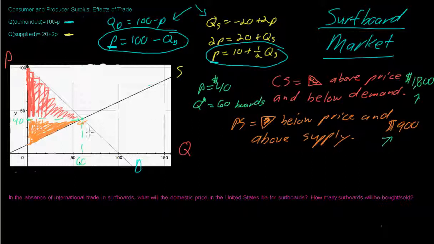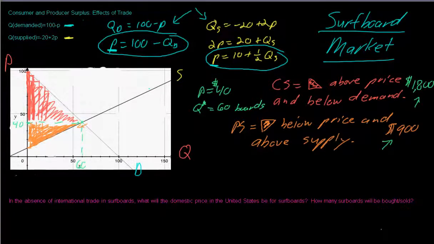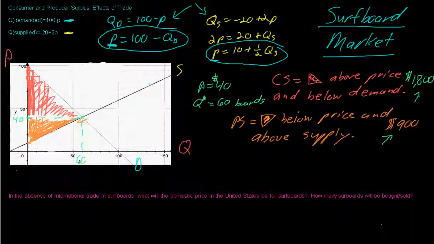So now we're going to use this model to try and answer some questions. Basically, is trade good? Is trade bad? Who benefits from trade? Who loses from trade? Should we have trade? All these kind of things. So we're going to keep on working in this imaginary surfboard market that I've created, and try and see if the trade is good or not.